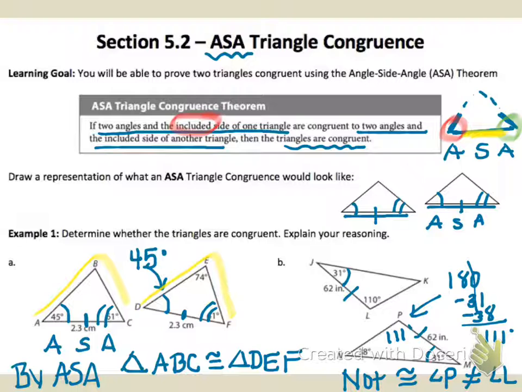Now, sometimes you can't find enough information to either prove or disprove that they're congruent. In this case, we absolutely know they're not. And our support would be, hey, look, see these angles? One's 110 and one's 111. So they're just simply not the same measure. These triangles are not congruent.